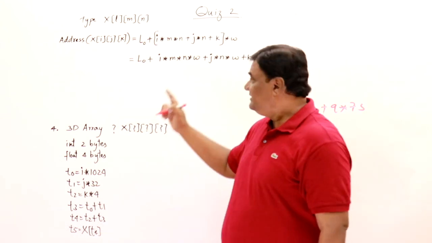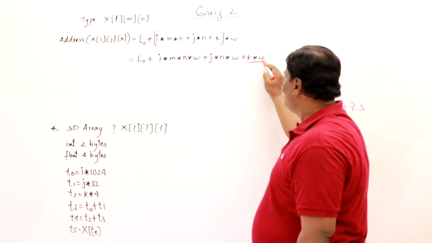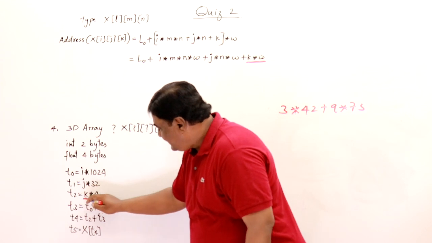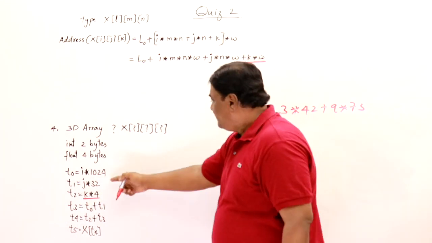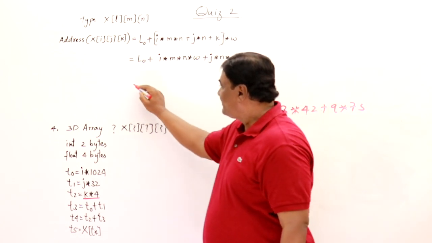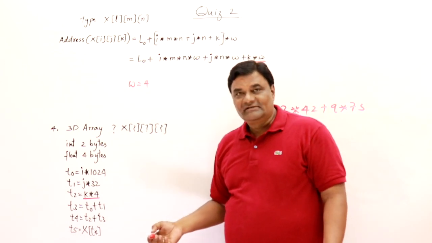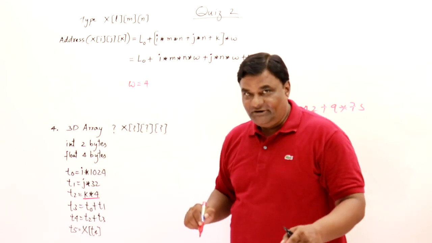Now the solution. In the formula, what is multiplied with k? K into W. So here in the steps, k into 4 is there. So k into 4 means, what is the value of W? 4. So W is 4. That's it. So it's so simple. We know the value of W now.